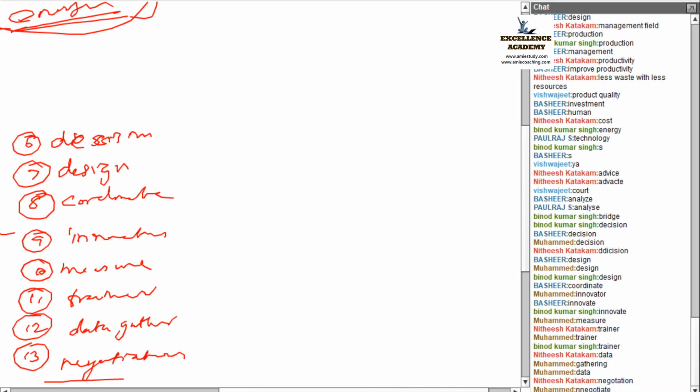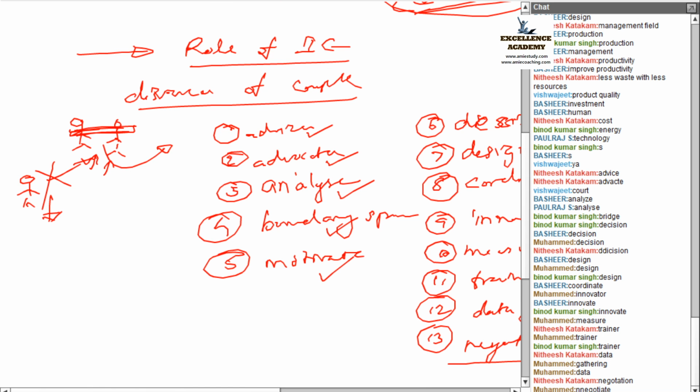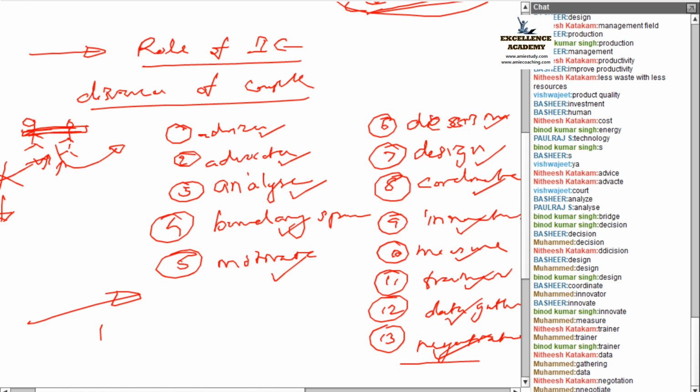So these are the various roles of an industrial engineer. That means he should be a good advisor, a good advocate, a good analyzer, then a good bridge former between the lower level and middle level. He should motivate all the level people, that means middle level, upper level, and bottom level people. Then he should be a good decision maker, a good designer. He should coordinate everything and provide innovative ideas. He should measure the task that he is going to perform and that is already performed. Next, he should be a good performer, a good data gatherer from other industries, and a good negotiator. So these are the roles of an industrial engineer. Clear to all?